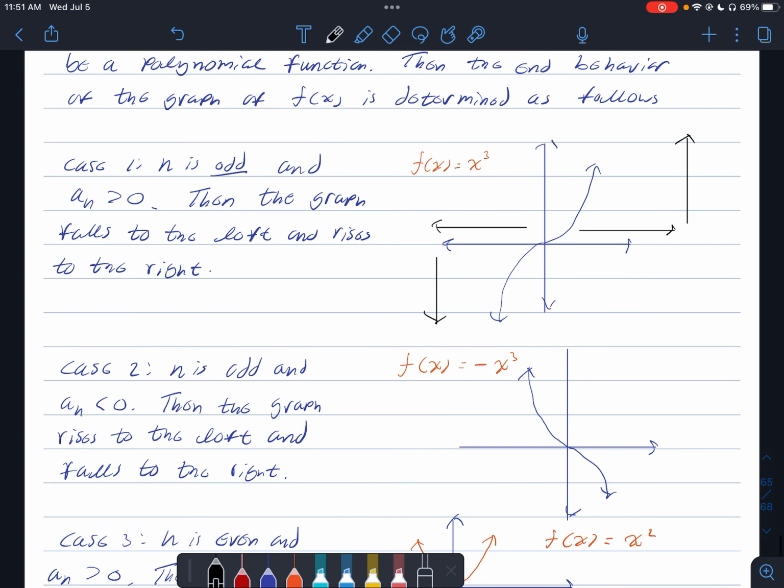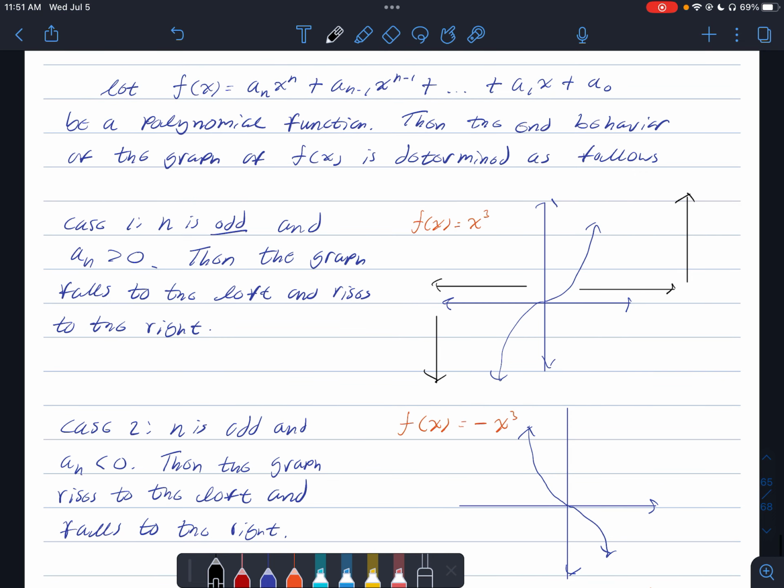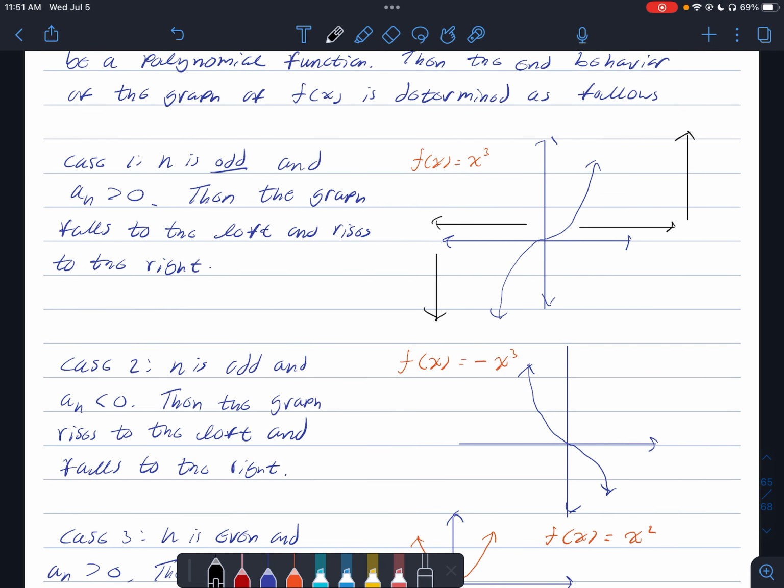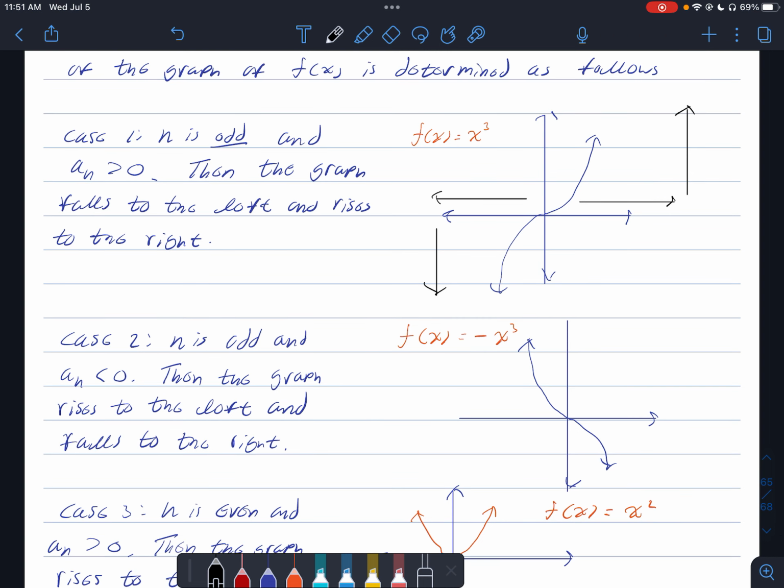Okay, so you can tell this just by looking at that leading term. That's the first term of a polynomial. So an example here is if we just have the polynomial x to the third all by itself. Okay, so we know this is the general shape of it. This is a really simple, really straightforward example of what that's going to look like.